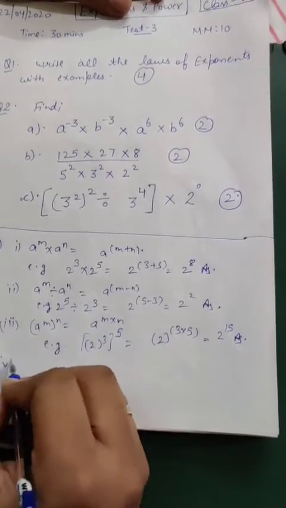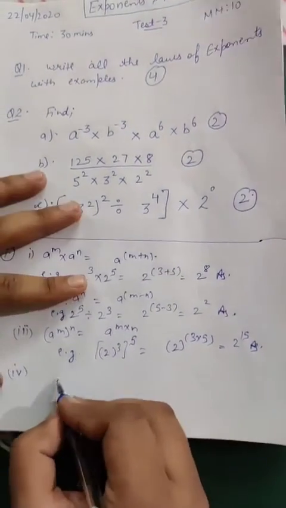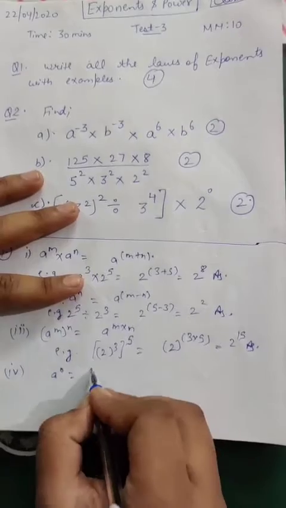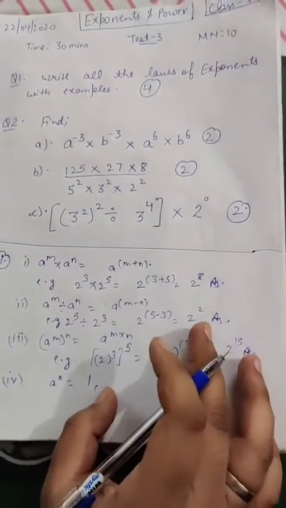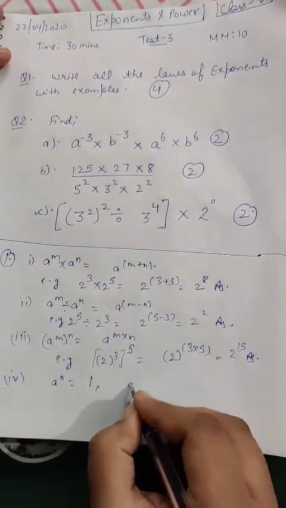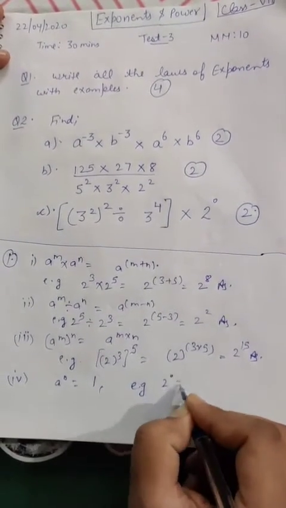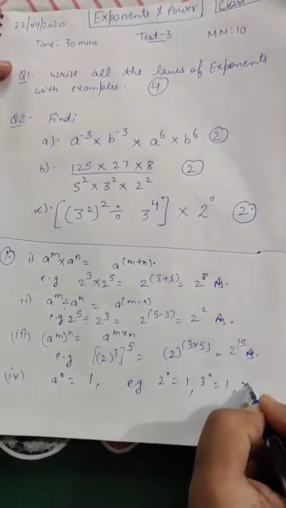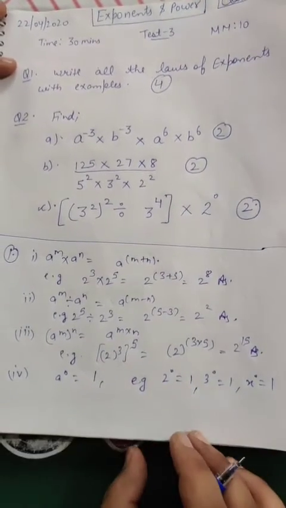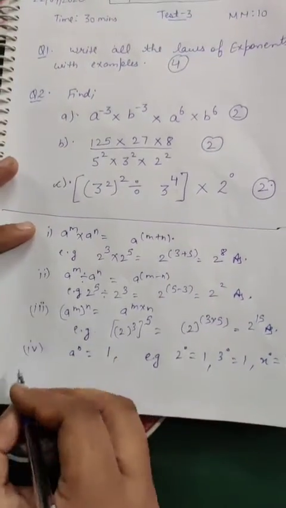Fourth law, a raised to the power 0 is equal to 1. It means any number raised to the power 0, the result comes out to be 1. For example, 2 raised to the power 0 comes out to be 1. 3 raised to the power 0 comes out to be 1. Any variable x raised to the power 0, the answer will remain 1 only.